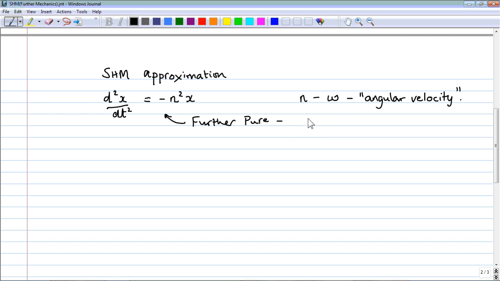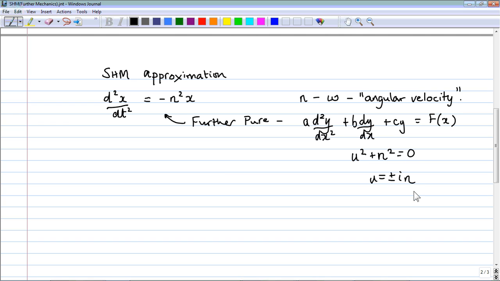You learn how to solve problems of the form a d2y by dx squared plus b dy by dx plus cy equals maybe some function of x, or something like that. That's the most general case that you solve in further pure. This is a very simple example of that, and if you know the theory, then you'll know that we have what's called an auxiliary equation, and in this case the auxiliary equation is u squared plus n squared equals 0, so that u is plus or minus in.